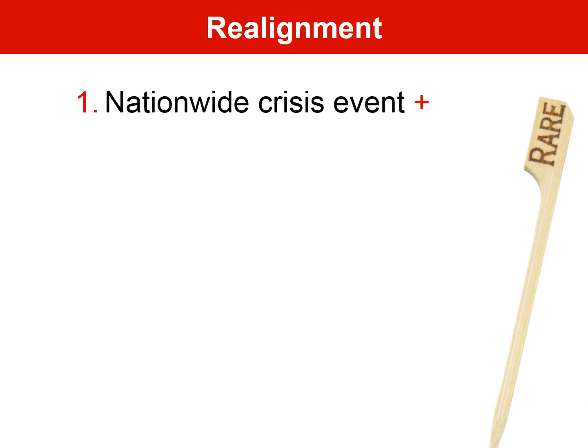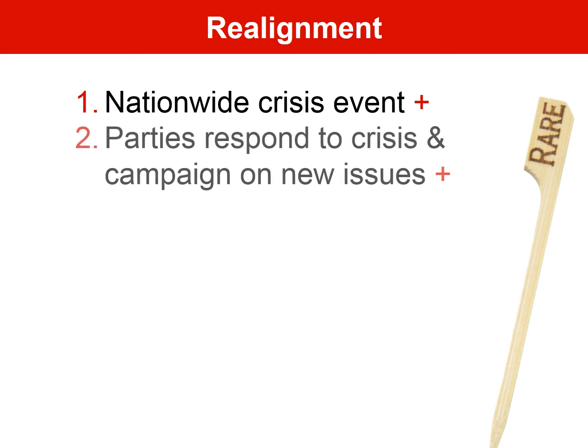This usually occurs when a very important issue cuts across party divisions and divides the parties. So realignment typically happens in this way. First, we have a nationwide crisis event. For example, let's say the Great Depression of the 1930s. As a response, parties respond to the crisis and campaign on new issues that address it. So it might be the New Deal policies that they campaign for.